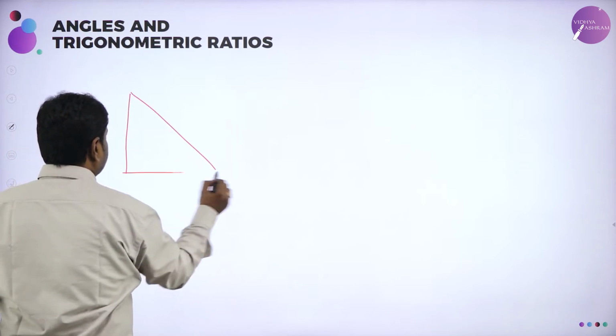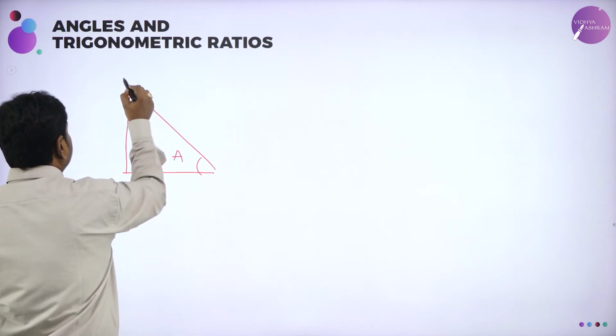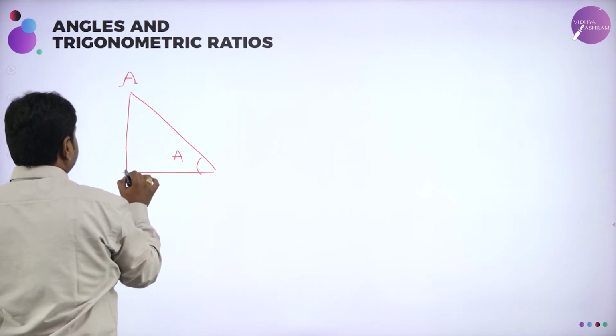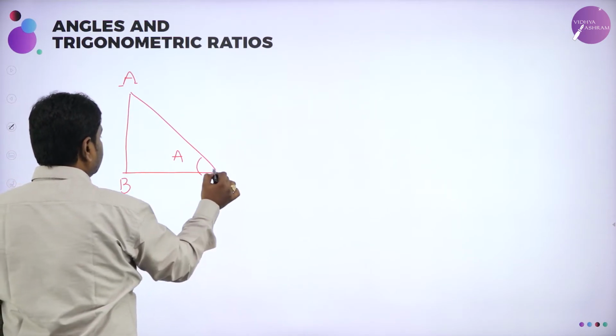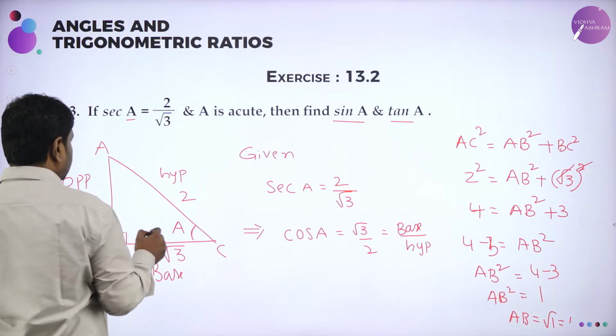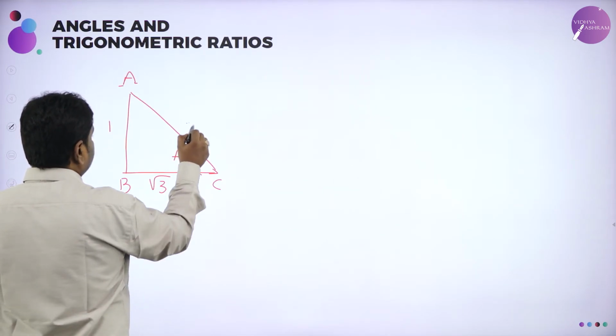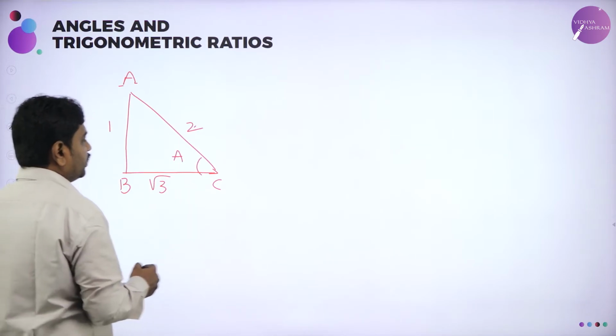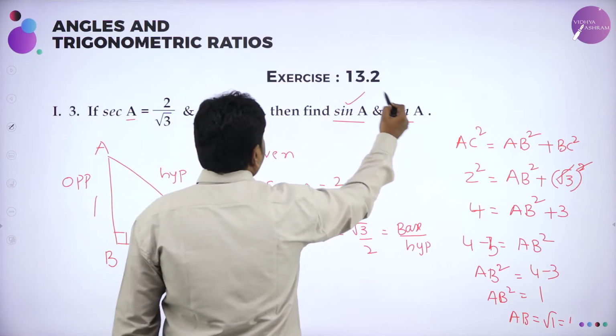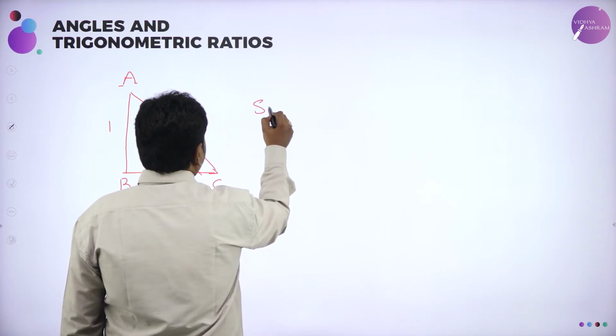So now we got the completed triangle. Complete right angle triangle we got. This is angle A, and this side we named B, and side C. And here we got 1 and this was root 3 and this was 2. These two were given. We found the third using the Pythagoras theorem and they want you to find sin A and tan A. From the triangle, what is sin A?